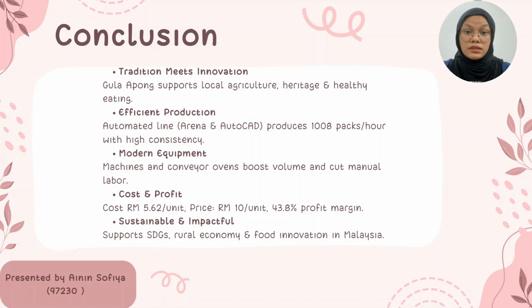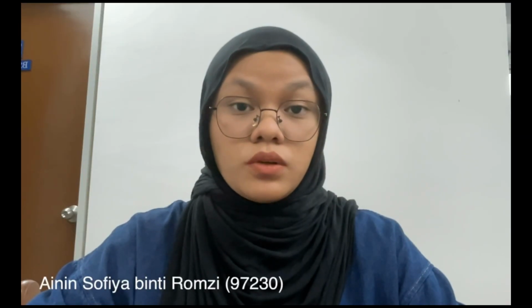By using advanced equipment like machines and conveyor ovens, we have increased the production capacity while reducing manual labor. Furthermore, we have lowered the production cost to 5 ringgit 62 cents while maintaining the selling price of 10 ringgit. This gives us a healthy profit margin of 43.8%. Overall, this project is not only economically viable, but also supports the Sustainable Development Goals and encourages rural economic development through food innovation.